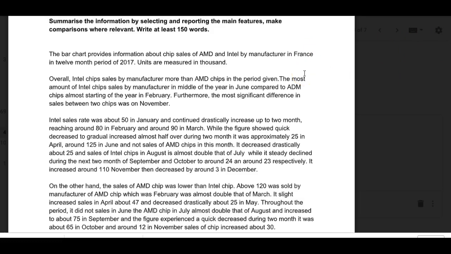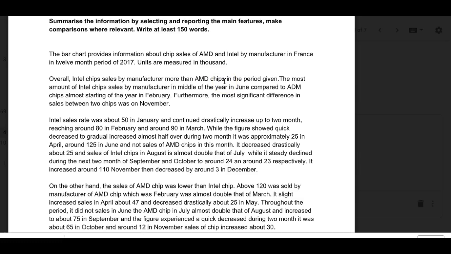Let's see though what you actually wrote. The bar chart provides information about chip sales of AMD and Intel. Just get rid of this. In France, in the 12-month period of 2017, units are measured in thousands. Overall, Intel chips, get rid of the by manufacturer. That's what they mean. Intel is the manufacturer. So, Intel chips, no, let's try it one more time. Overall, Intel chips sold more than AMD chips in the period given.